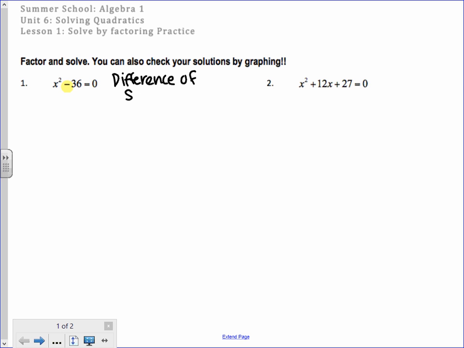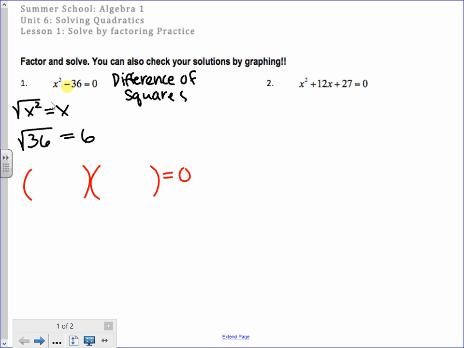I can use this difference of squares method because I can take the square root of x squared, which is x, and the square root of 36, which is 6. Because I can take the square root of both of those terms, I can use this difference of squares pattern. Factoring by difference of squares is two binomials. Each gets the x in it and the 6, and then one gets a plus and one gets a minus. So x plus 6, x minus 6 is the factored form of x squared minus 36.